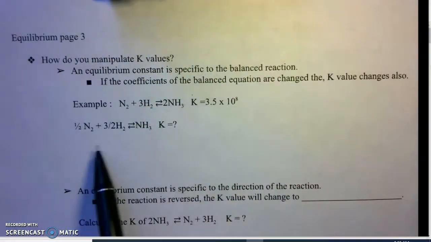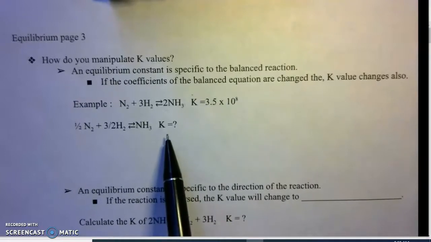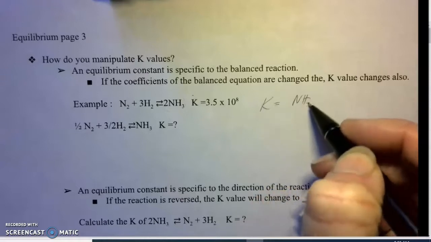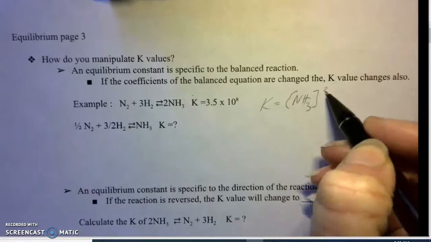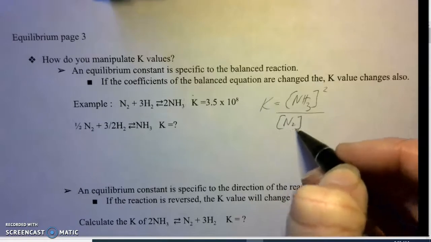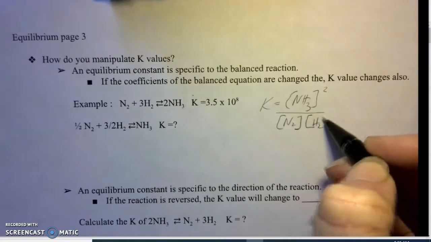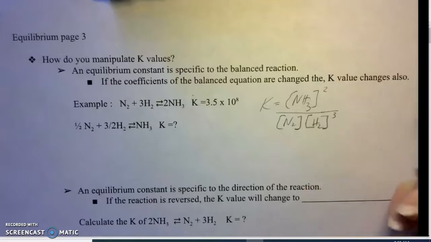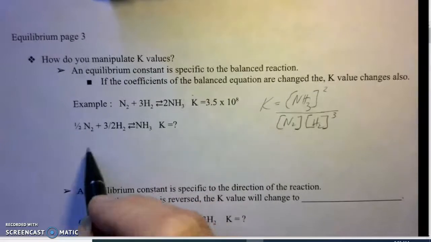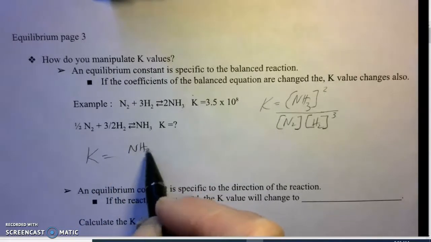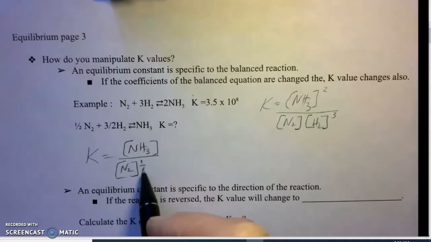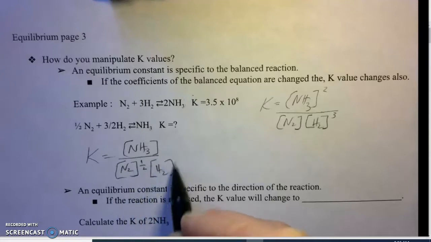If I balance it using fractions, I'm now going to change my k-value. So in this one, the k-value is the NH3 concentration squared over the N2 and the H2 cubed. Okay, again, this is assuming it's a Kc. If we do this one, we're going to get a k-value of NH3 over N2 to the 1/2, and H2 to the 3/2.